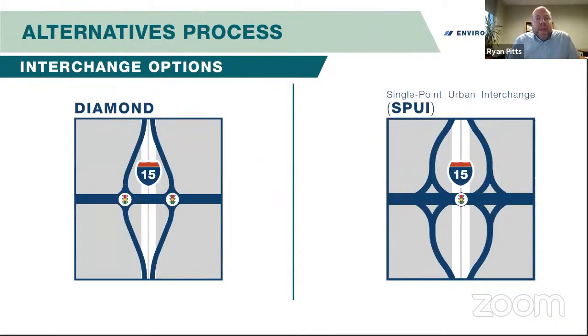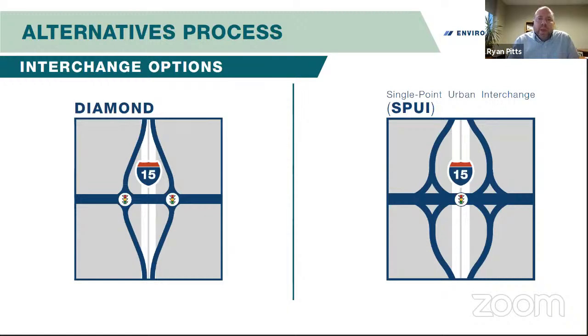We first began by looking at a new interchange on I-15. And we evaluated two options. The first option we evaluated is a diamond interchange, which is very similar to the existing Spanish Fork Main Street interchange. This type of interchange has intersections at the ends of both of the off-ramps.